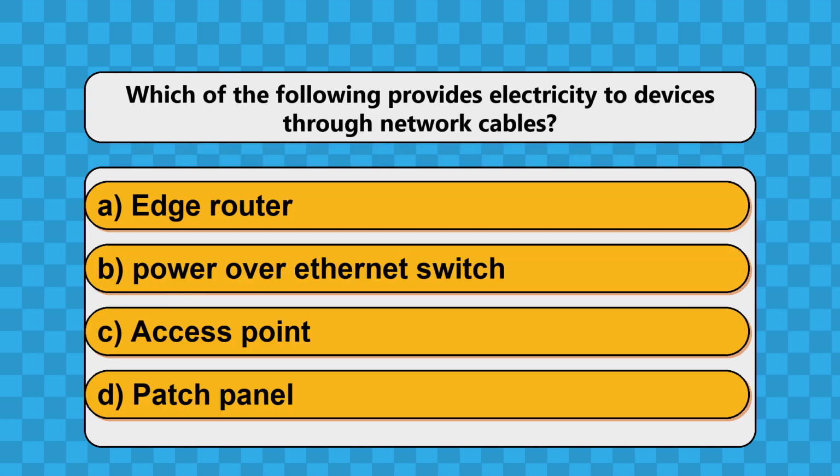Question 75. Which of the following provides electricity to devices through network cables? Option A, edge router. Option B, power over Ethernet switch. Option C, access point. Option D, patch panel.